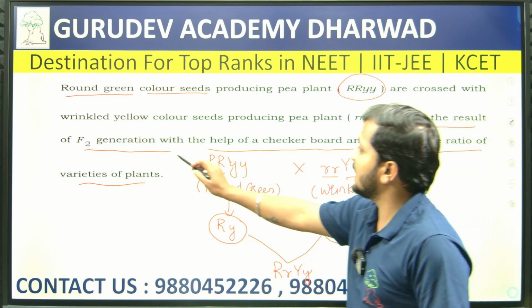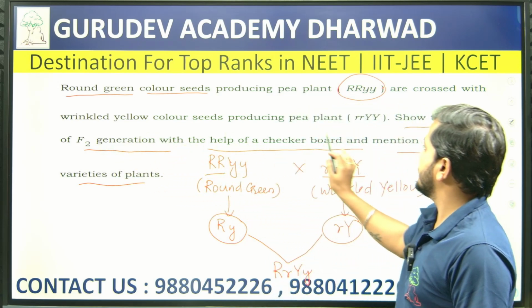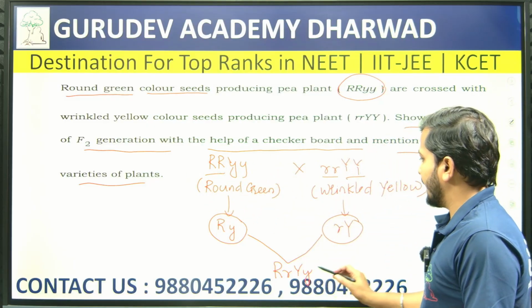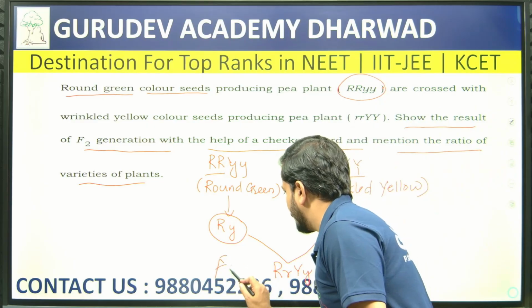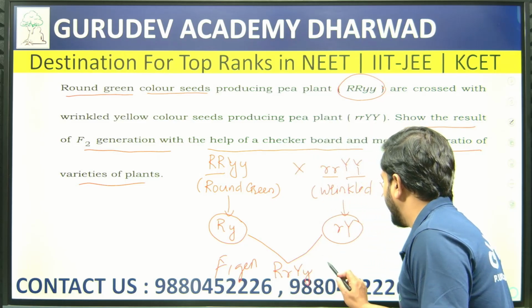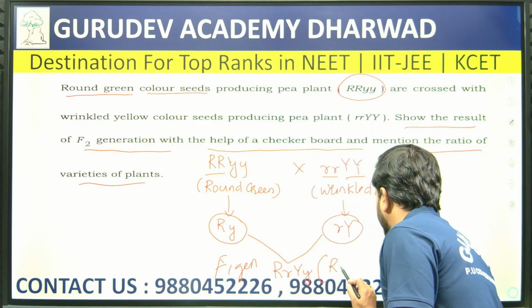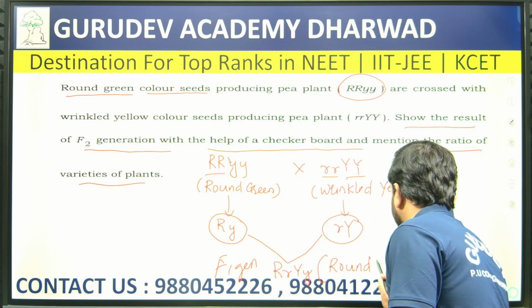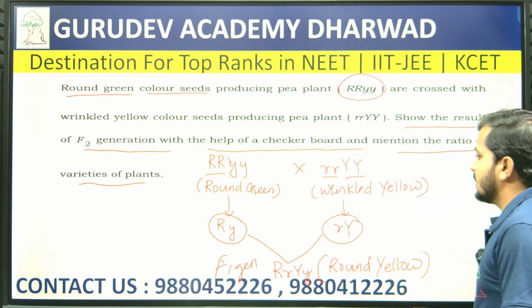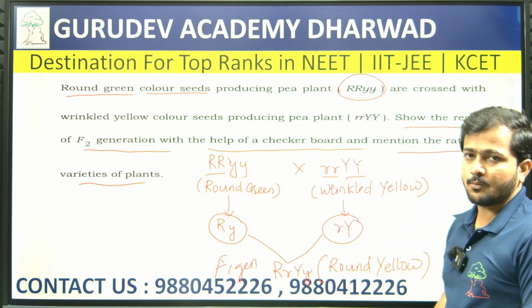So lastly they are asking for the F2 generation with the help of a checkerboard, and to mention the ratio. Again, this is what I have got in the F1 generation. Now when capital R, small r, capital Y, small y, what will it be? It will be round yellow, right? So this is what I have got in the F1 generation.